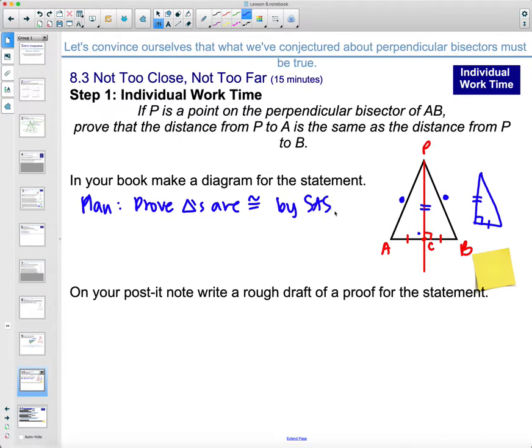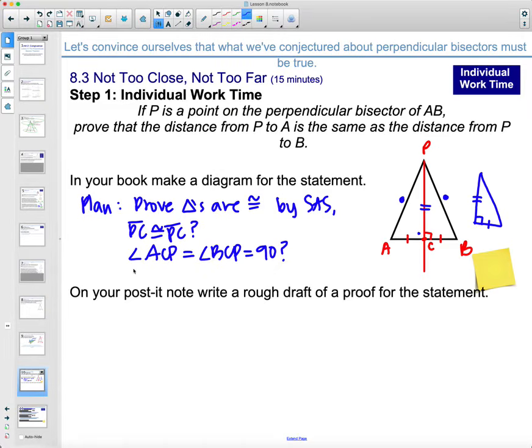And a couple of things that you need to talk about would be how you know that PC is congruent to PC. So putting words to that. And then also, you know that this angle is a right angle. So how do you know those angles? Okay, so angle ACP is equal to angle BCP, and both of those are 90, or both of those are congruent to each other.